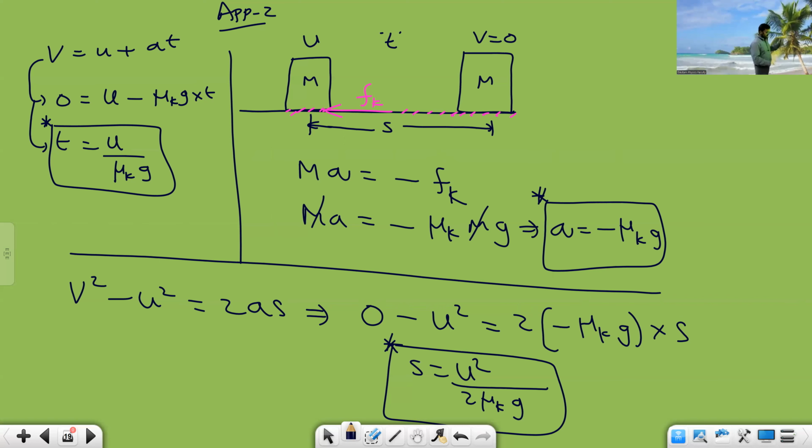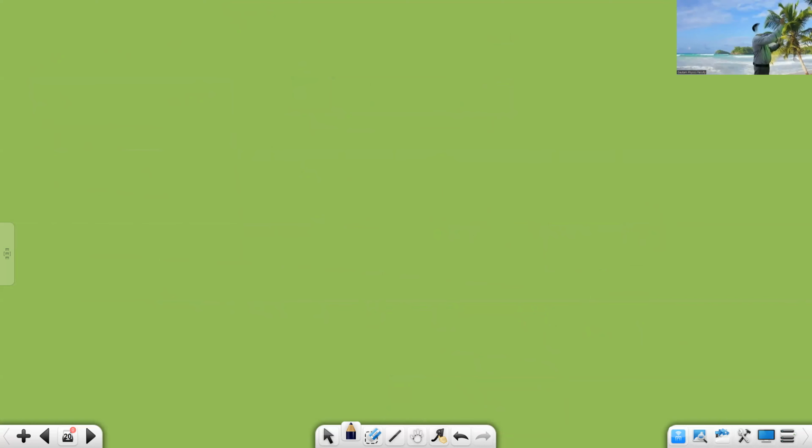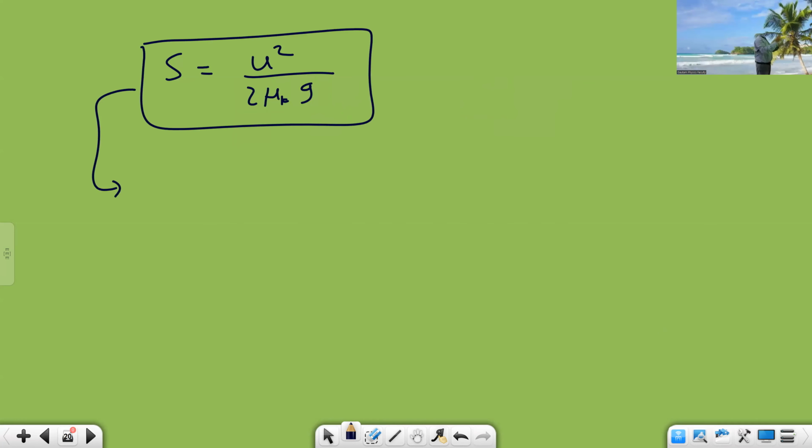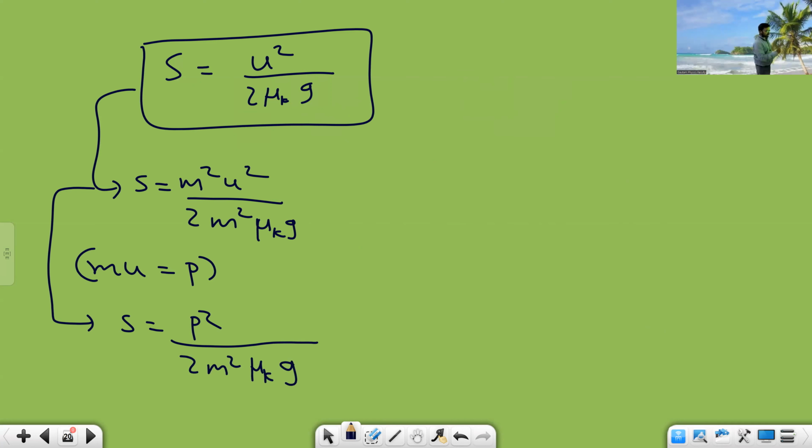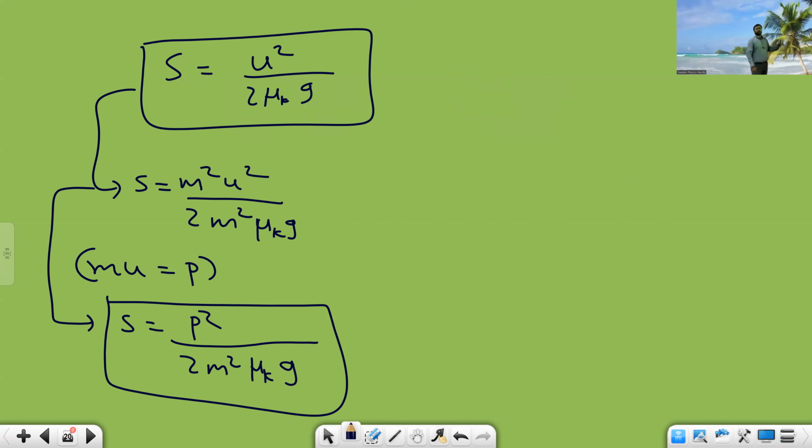Next, what is my target here? S is equal to U square by 2 mu K g. What I simply did here is multiply numerator and denominator with m square. Then U m is equal to p, so I can write S is equal to p square by 2 m square mu K g. This is in terms of linear momentum, where P is called linear momentum.